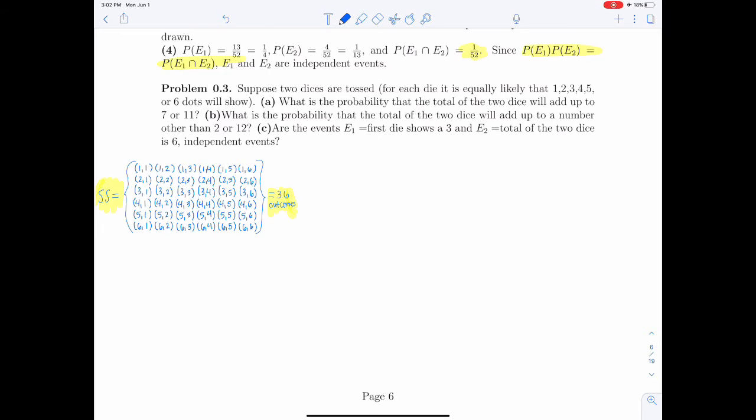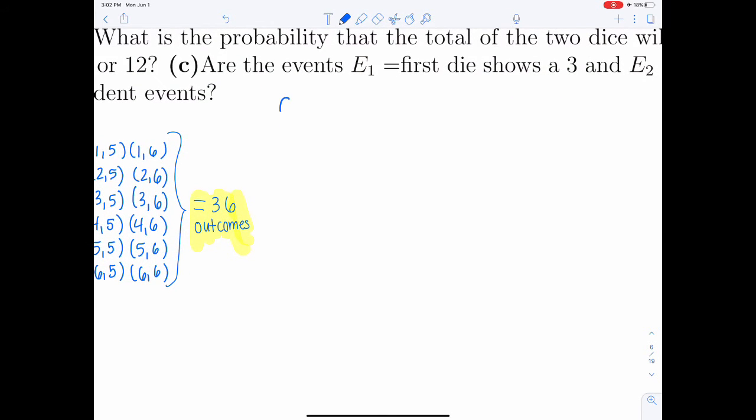And so we will start with the first part of the problem, part A. What is the probability that the total of the 2 dice will add up to 7 or 11? Okay, well, first, I'm just going to write A so we know what we're doing. First we need to define our 2 events. So add up to 7.